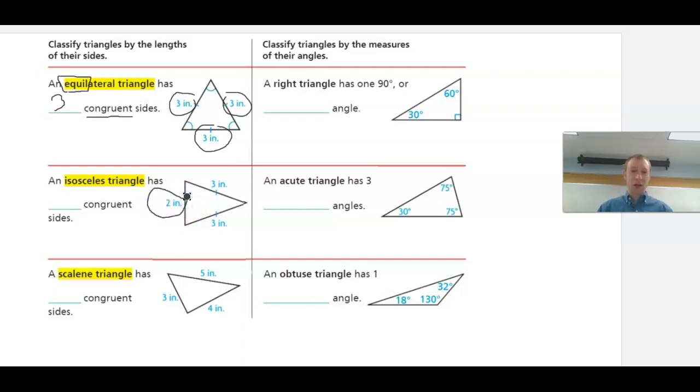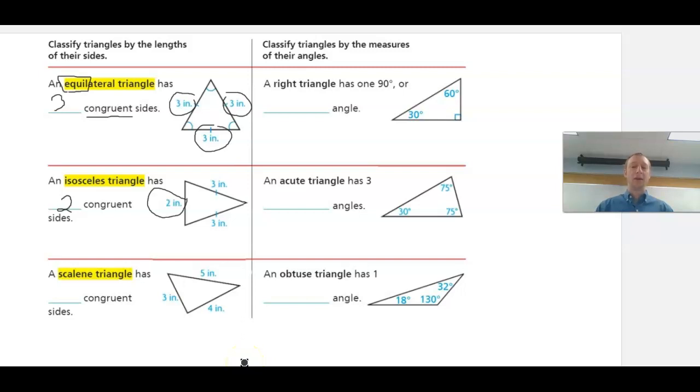So does an isosceles triangle have three congruent sides like an equilateral triangle? No. How many congruent sides does an isosceles triangle have? It's got two congruent sides. So three congruent sides is an equilateral triangle. Two congruent sides is an isosceles triangle.